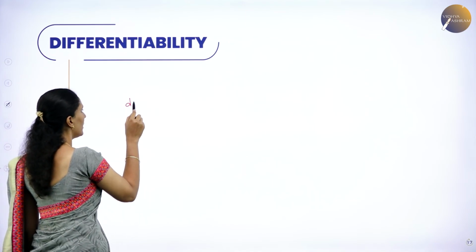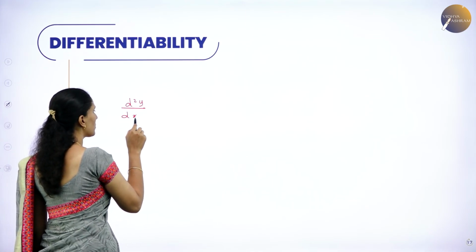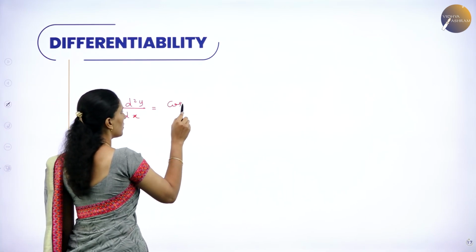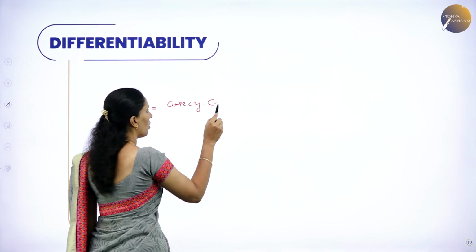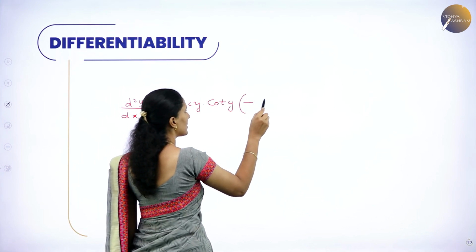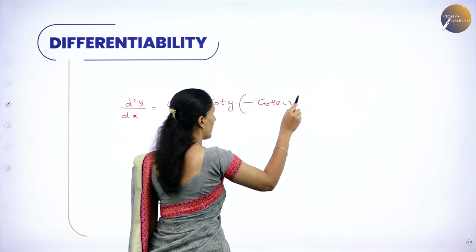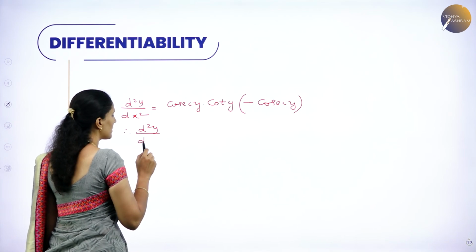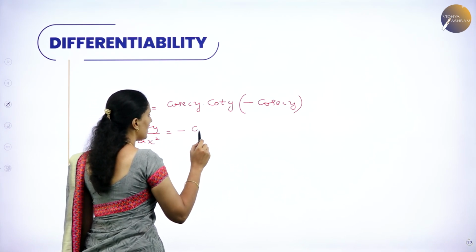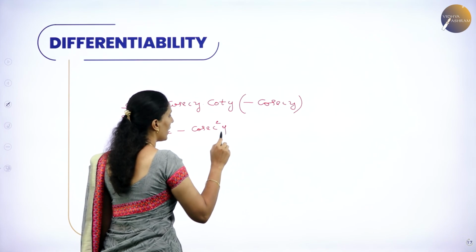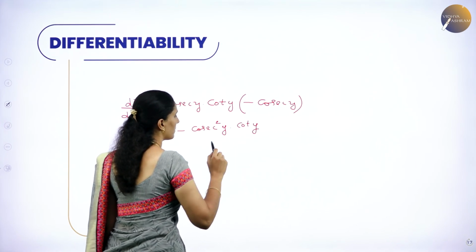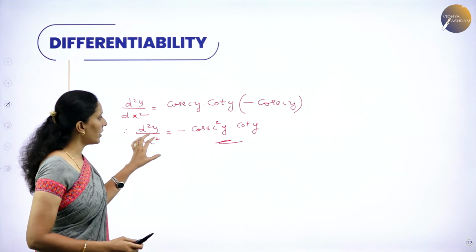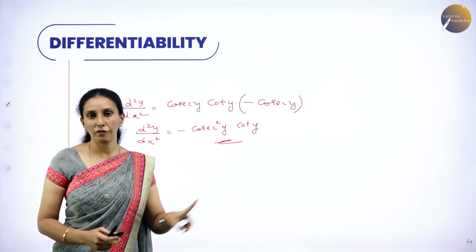We get d square y by dx square is equal to, here we have both minus, which becomes cosecant y into cot y, and dy by dx is minus cosecant y. So, therefore, d square y by dx square becomes minus cosecant square y into cot y. So, this is the answer. That is completely the second order derivative is expressed in terms of y alone.